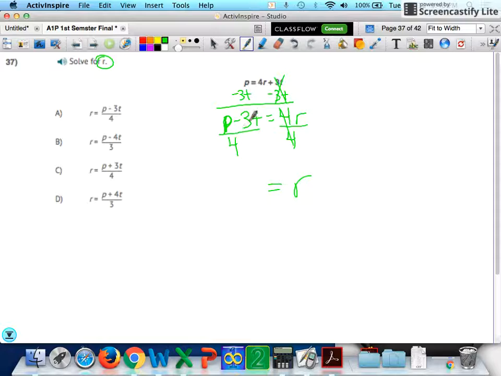There's a lot of different ways to write this answer. You could take the 4 and put it into both pieces, or you could leave it as is. I look over here at my answers, and I see most of theirs, they left as is. So I'm thinking my answer should probably be p minus 3t over 4. And there it is. P minus 3t over 4.